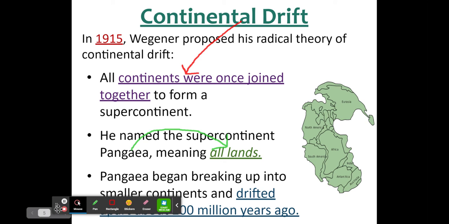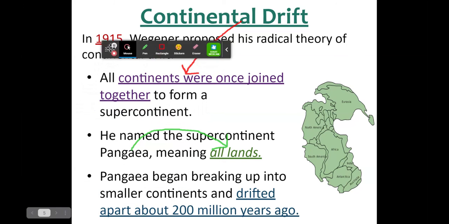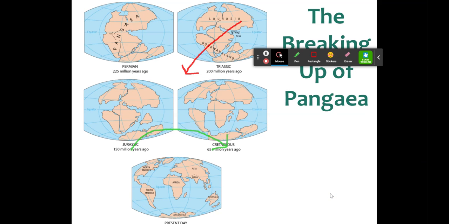So Pangaea began breaking apart, right, as you saw in that video, it started to break apart about 200 million years ago. They started to drift apart. So they used to look like this picture here, and eventually it drifted apart into what we know as our world map that we looked at a few minutes ago. So it took 200 million years before they realized that.